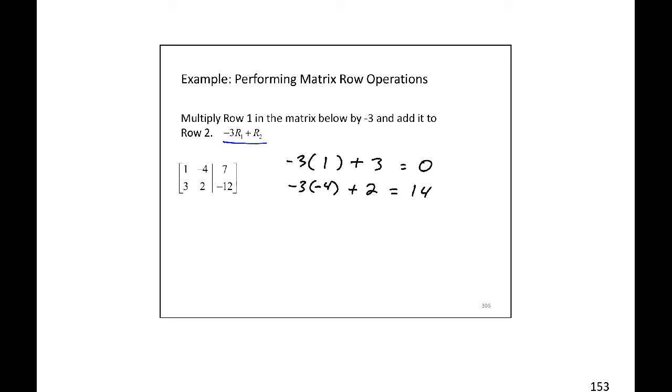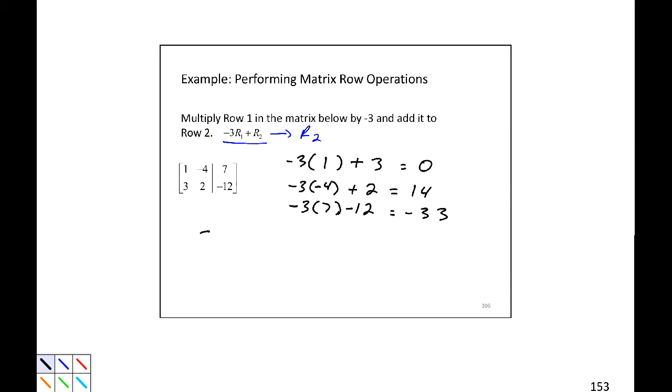Now the last operation I'm going to perform is -3 multiplied by 7, that's in row 1, plus -12, which will be -33. So my matrix becomes, and it's not stated here, but I am replacing whatever values I get into R2, because that is the last one that occurs. I'm adding these to row 2.